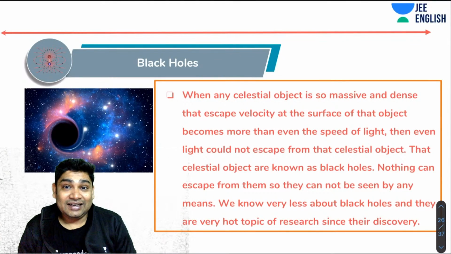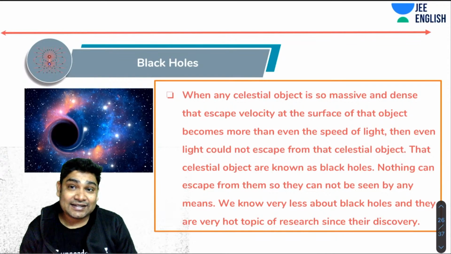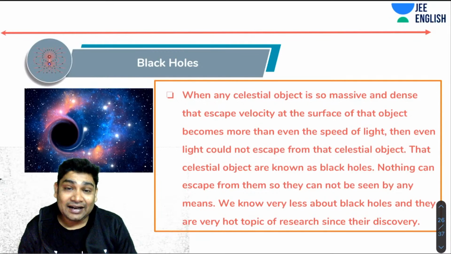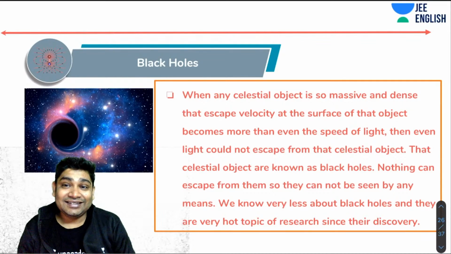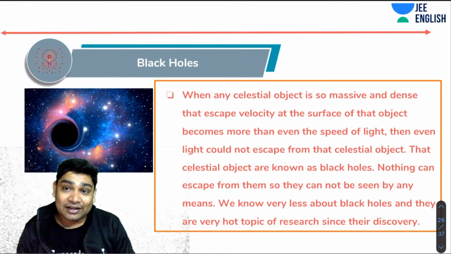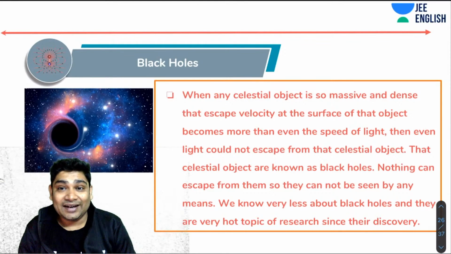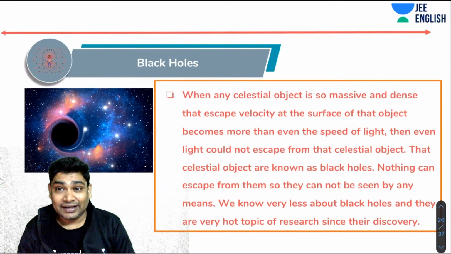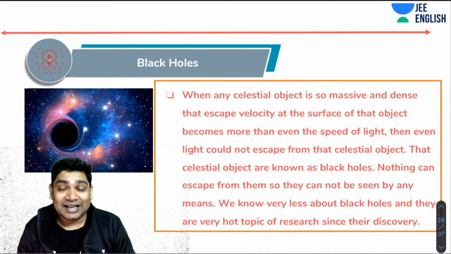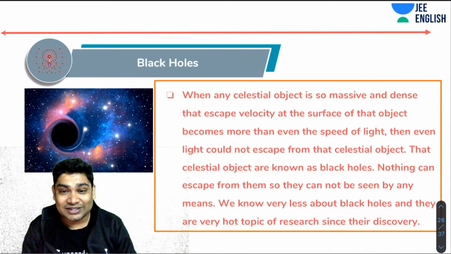Now let's talk about a black hole. What exactly is a black hole? When any celestial object is so massive and dense that the escape velocity at the surface of the object becomes more than even the speed of light, then even light cannot escape that celestial object. And this kind of celestial object is what we call a black hole. Nothing can escape from them, so they cannot be seen by any means, and that is why very little information is known about black holes, and they are a very hot topic of research. All the research done by Hawking was about black holes.